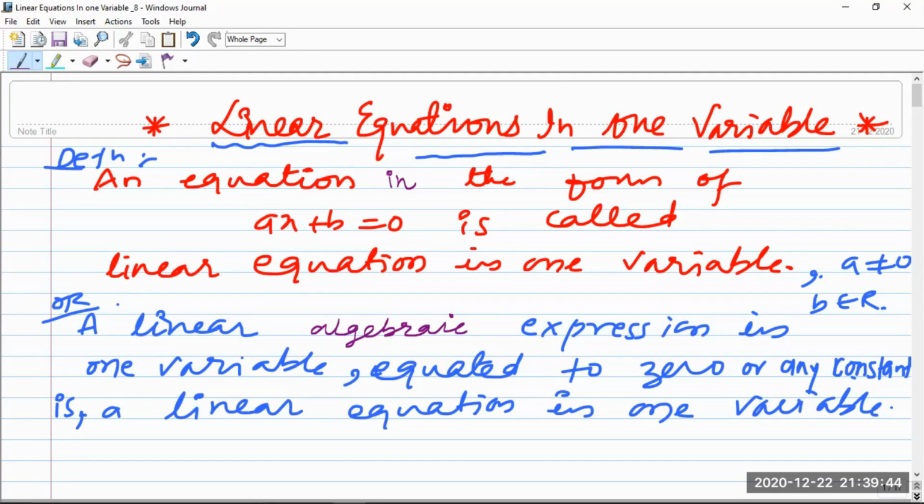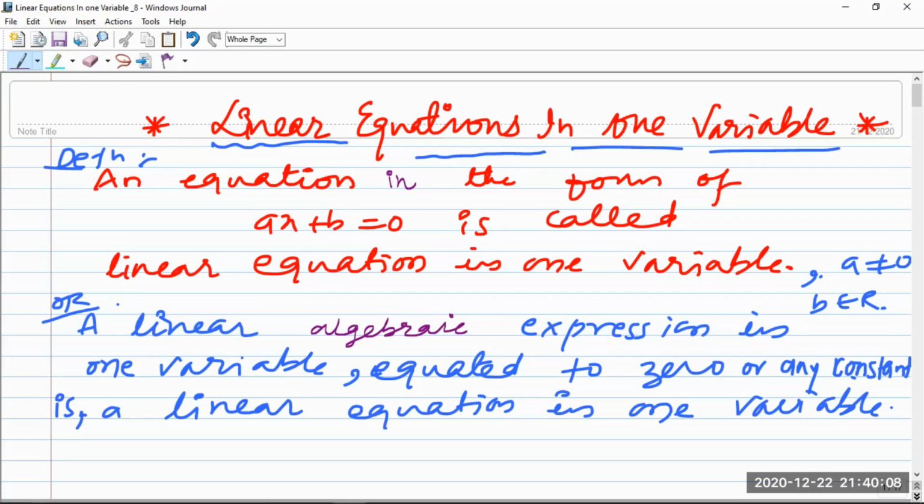Hello my dear students. Today we are going to discuss one of the important topics, known as equations in one variable. Okay, it is one of the important topics from grade 8 for all boards. So let us see. First we will see the definition.